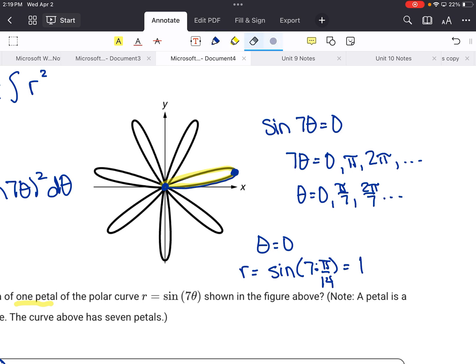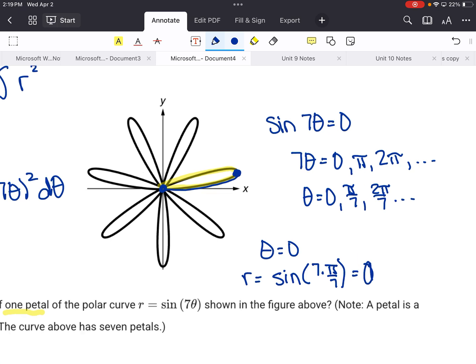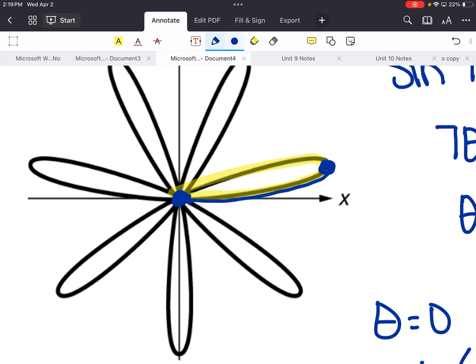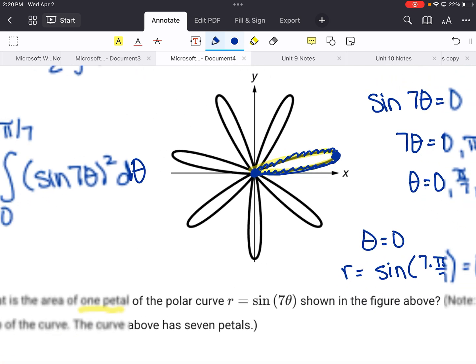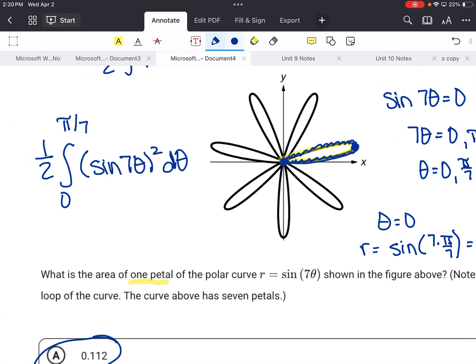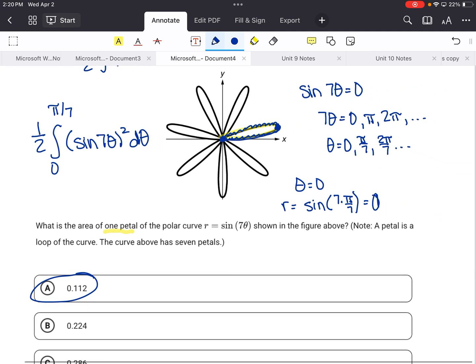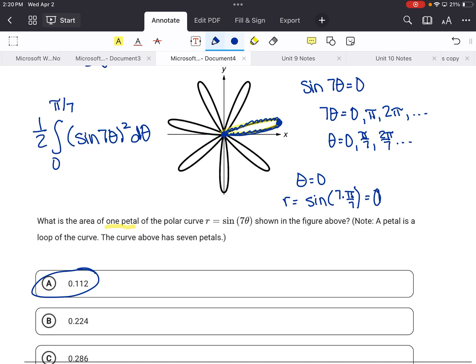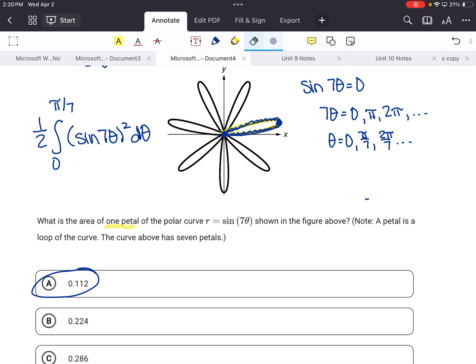And then if I were to plug in pi over 7, then 7 pi over 7 is pi. The y-coordinate for pi is 0. So I started at 0, 0. I went out to a radius of 1, and now I've gone back to a radius of 0. So that's how I figure out the limits for my integration. So I need the integral from 0 to pi over 7, and then the area formula, and then type it in the calculator, and that's it.